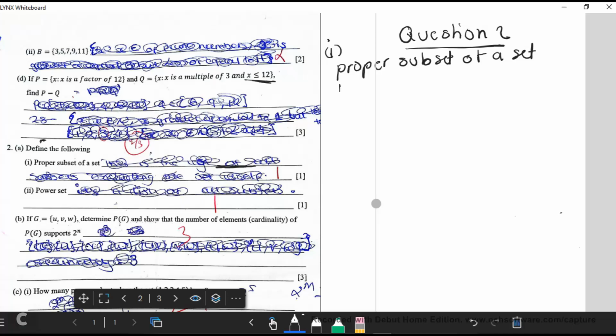So you say let A and B be non-empty sets, right? So this is the illustration. You first start with the illustration so that you can give more imagination to the lecturer or the one who will be marking. So you say let A and B be what? Non-empty sets.